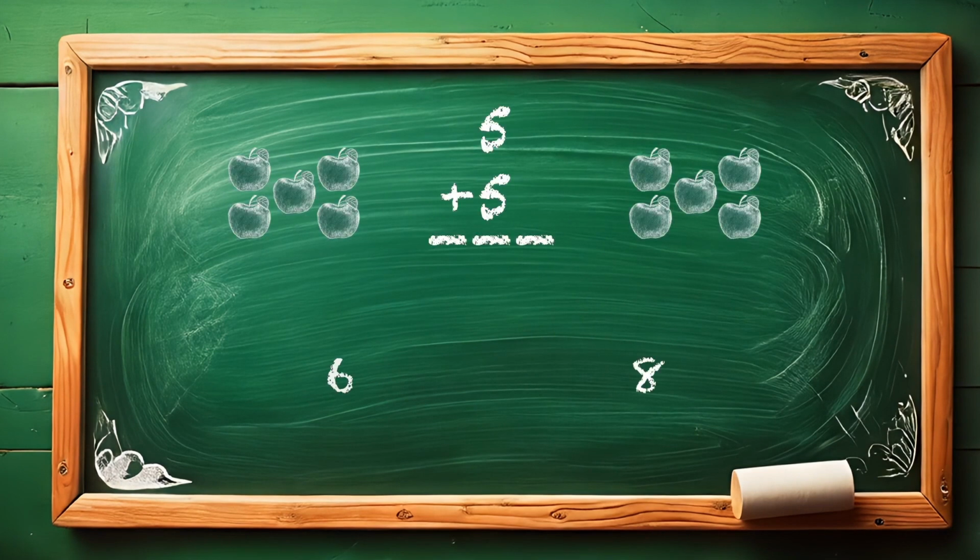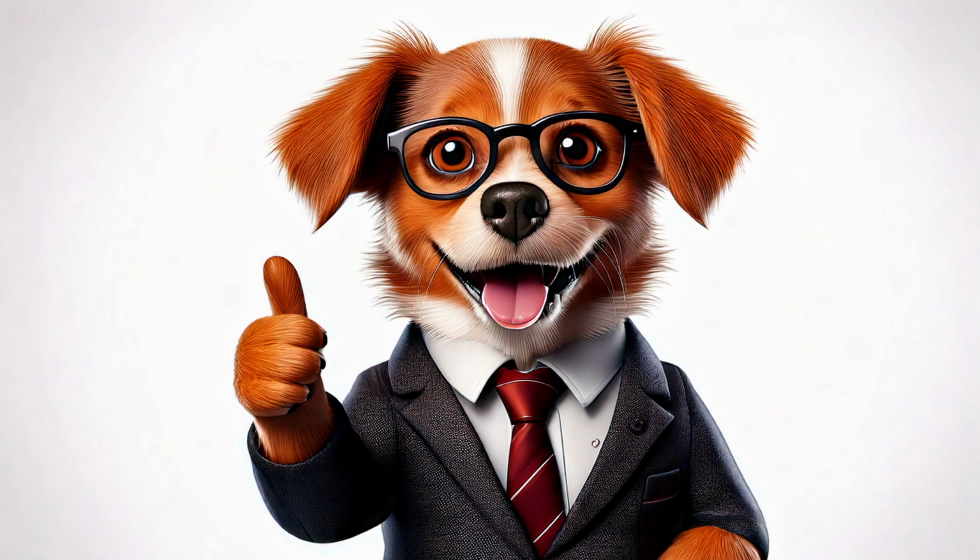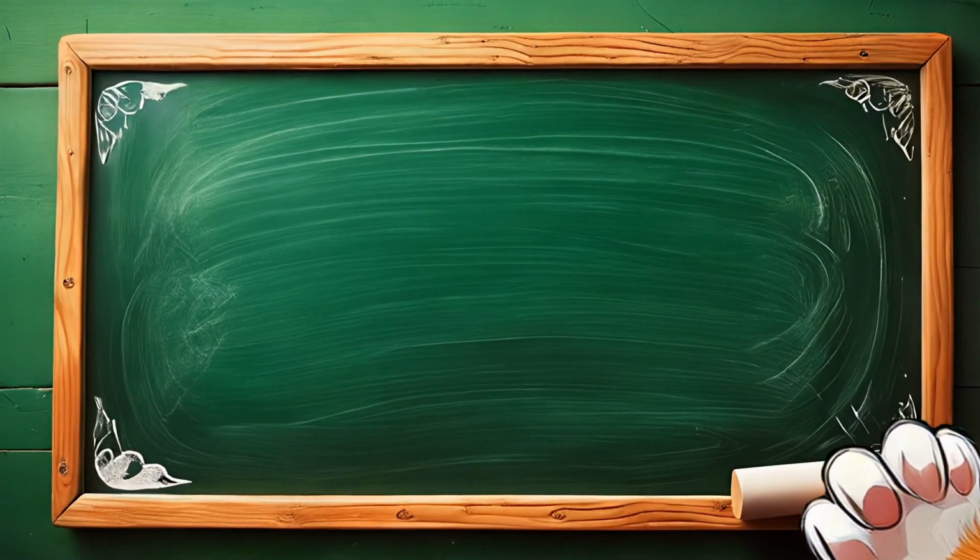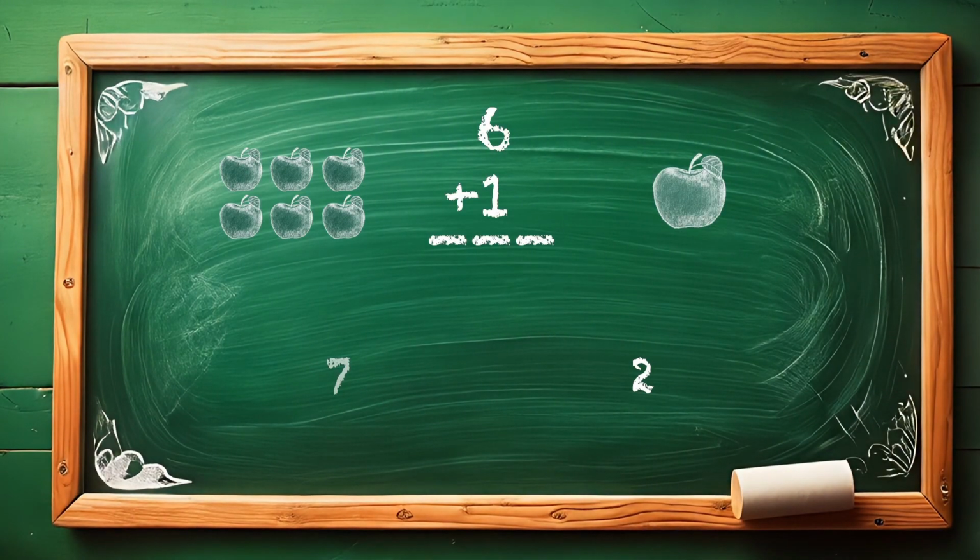If you have 5 apples plus 5 apples, do you have 6 apples, 10 apples, or 8 apples in total? 5 plus 5 equals 10. If you have 6 apples plus 1 apple, you have 7 apples, 3 apples, or 2 apples in total. 6 plus 1 equals 7.